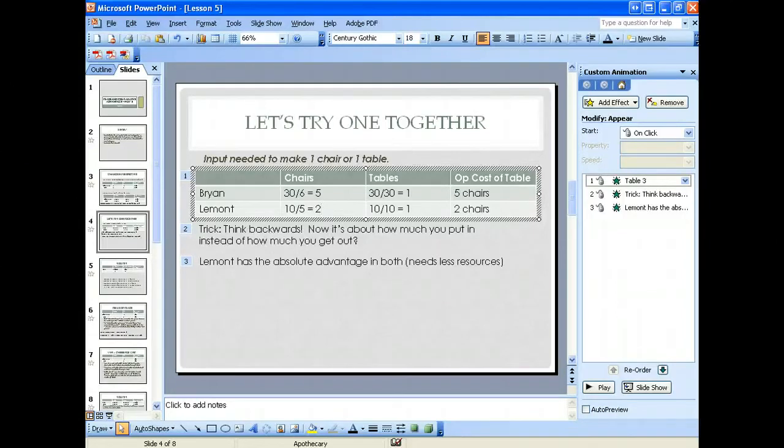Okay, so what do we have? Who has more of an opportunity cost for producing tables? It looks like Brian does in this case. So Lamont has the comparative advantage in producing tables. Brian gave up 5 chairs as opposed to Lamont only giving up 2. All right, good. Let's do an example together. I'm going to blow this back up to the large screen.